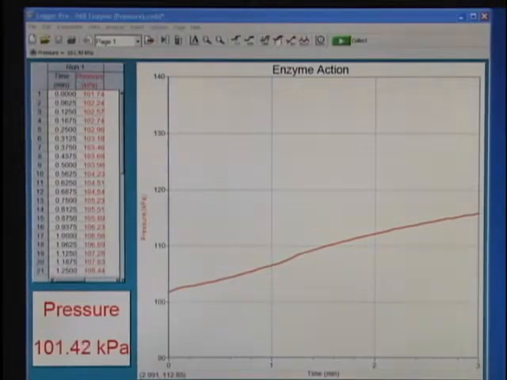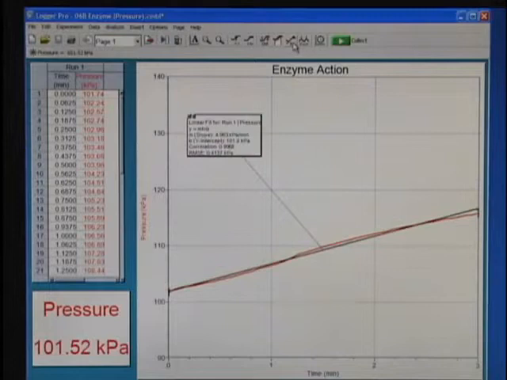When data collection is finished, take the stopper out of the top of test tube number 1. In order to find the rate of oxygen production, we need to do a linear fit to the data that were collected. To do this, click on the linear fit button on the toolbar. Record the slope of this line in your data table.